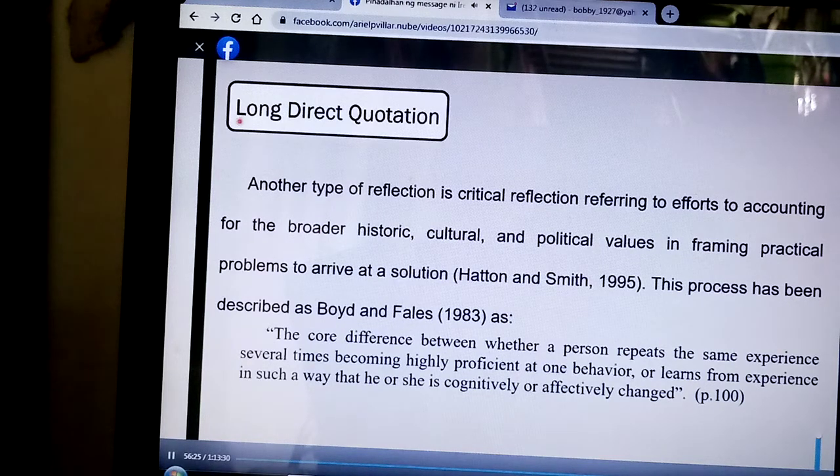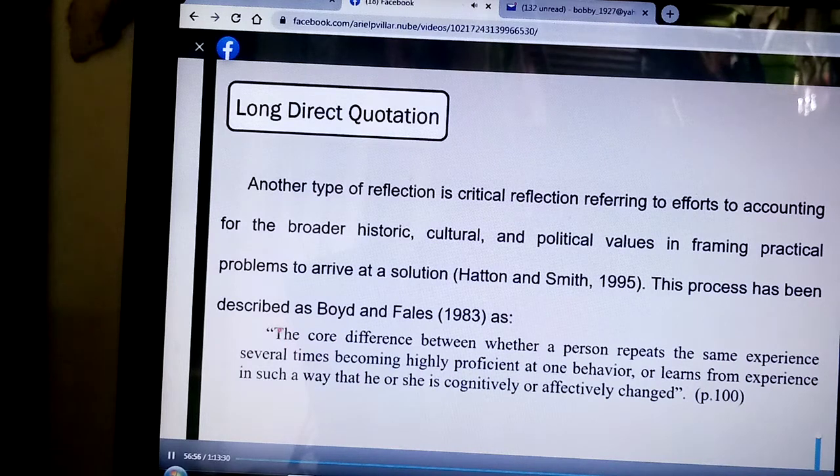So, this is an example when you do long direct quotation. So, for example, ito yung part. This is the part that you have summarized, no, or paraphrase from Hatton and Smith, no? So, ikaw to, na paraphrase mo to using your own words, the ideas mentioned by Hatton and Smith. Then, there is an idea by Boyd and Fales in 1983 na ayaw mo nang i-paraphrase. Gusto mo na siyang copyhin word for word using long direct quotation. So, the format will be like this.